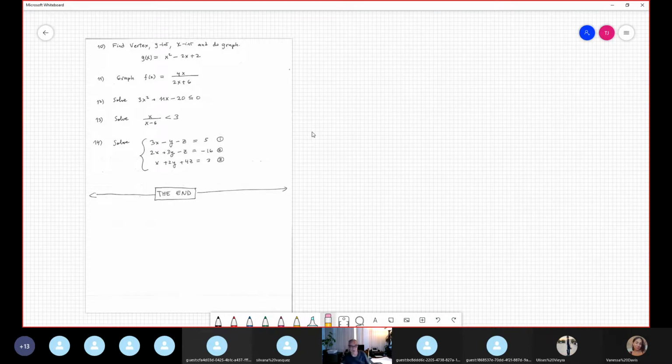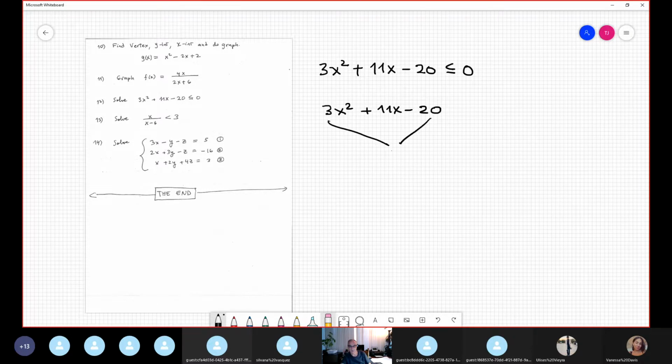Okay, number 12 is about the polynomial 3x squared plus 11x minus 20 less than or equal to 0. Keep in mind that this inequality is a combination of inequality and equation because it contains the equal sign. But we focus on the trinomial and try to factor this trinomial. You multiply this by 60.